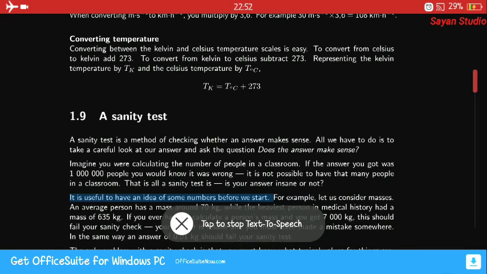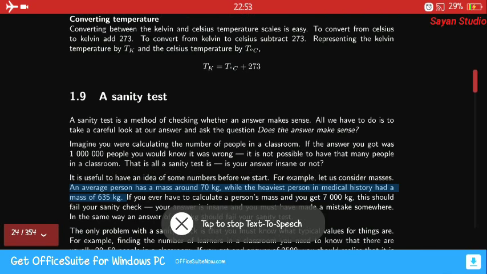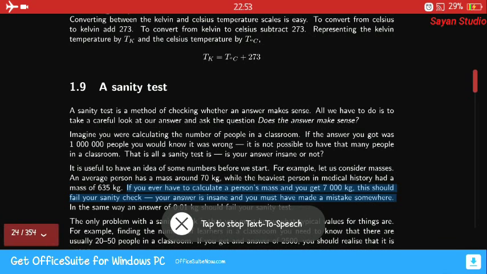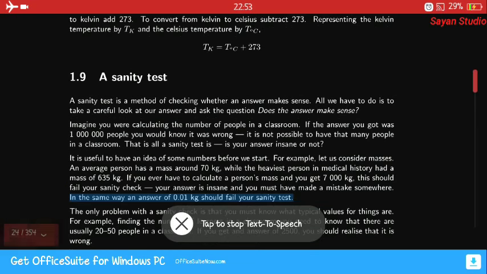It is useful to have an idea of some numbers before we start. For example, let us consider masses. An average person has a mass around 70 kilograms, while the heaviest person in medical history had a mass of 635 kilograms. If you ever have to calculate a person's mass and you get 7,000 kilograms, this should fail your sanity check. Your answer is insane and you must have made a mistake somewhere. In the same way, an answer of 0.01 kilograms should fail your sanity test.